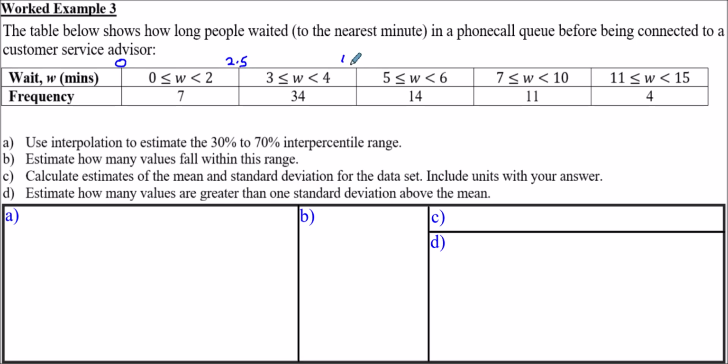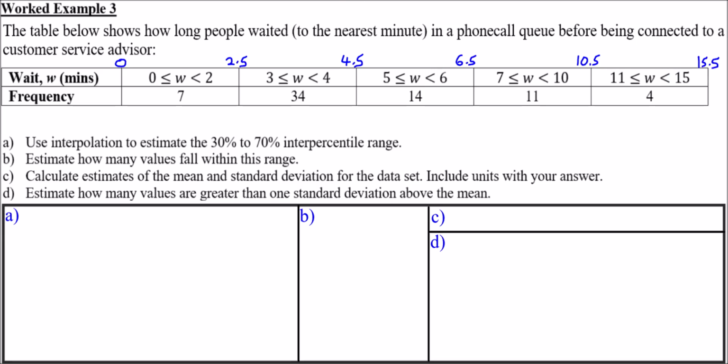Between 4 and 5 is 4.5. 6 and 7, 6.5. 10 and 11 is 10.5. And to fall into this last category, the wait time must have been, at the most, 15.5. 15.5 is the absolute maximum limit.